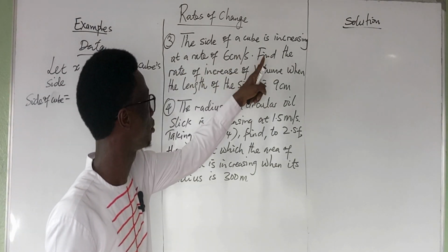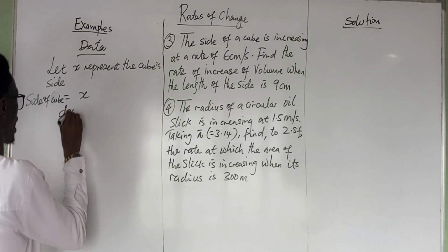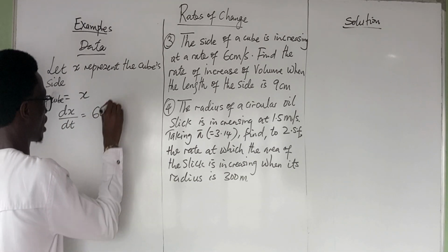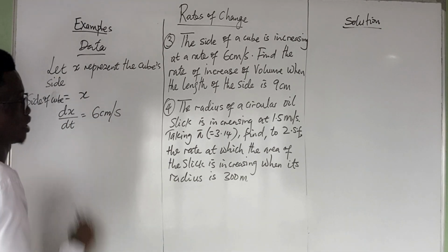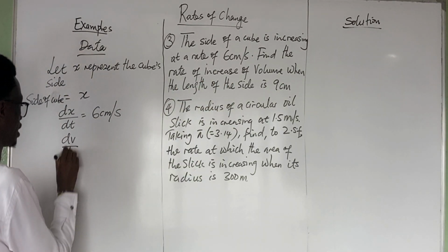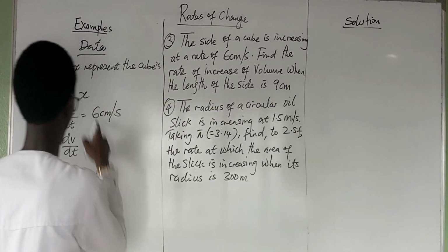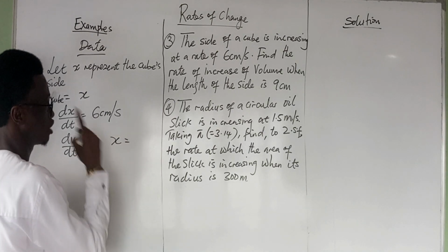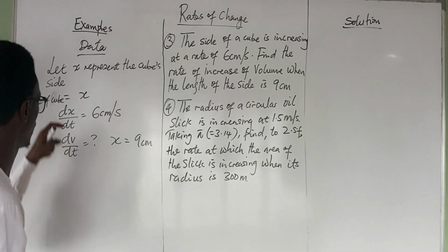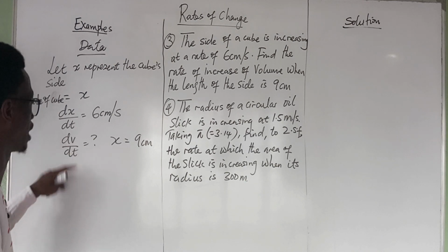Now the side of the cube is increasing at a rate of 6 centimeters per second. That's going to be dx over dt, rate 6 centimeters per second. Find the rate of increase of volume. So we need dv over dt, which we don't know, when x, the length of the side, is 9 centimeters. So again, we have dx over dt equals this, and we need dv over dt.